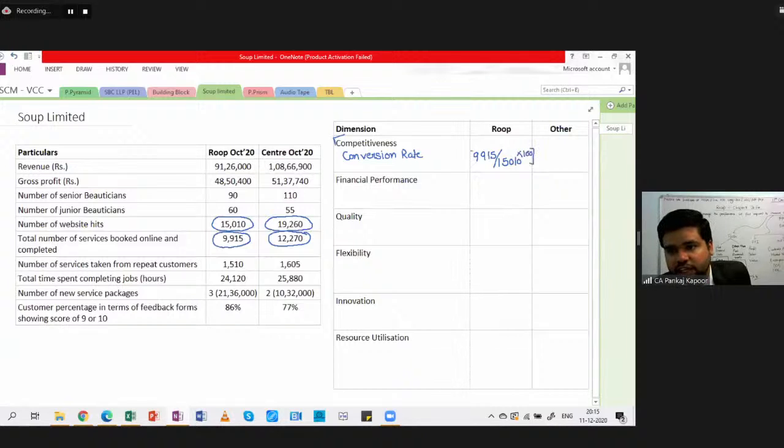Now you need to tell me for both Roop and the other. Quickly compute and tell me. What I will do is, for the other, I will compute. Okay, and for Roop, you help me to compute. I'll compute it for the others. I take one responsibility and you also take one responsibility. I'll compute it for the other in the meantime.